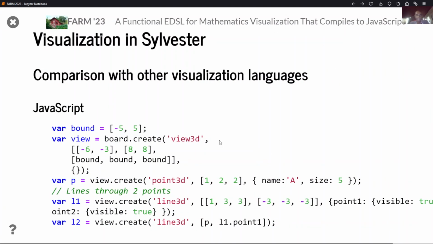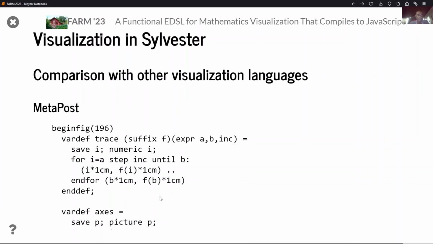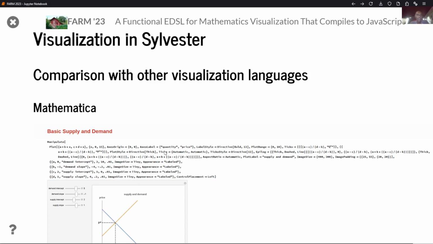Okay, and this is just some JSX JavaScript code. It follows the Sylvester visualization API very closely, but Sylvester might be easier for a new user to understand compared to JavaScript, because JavaScript was created for web developers. And of course, MetaPost is a really powerful visualization language for creating typeset static documents, but it's not really designed for interactive use. And Mathematica is a really popular commercial computer algebra system.